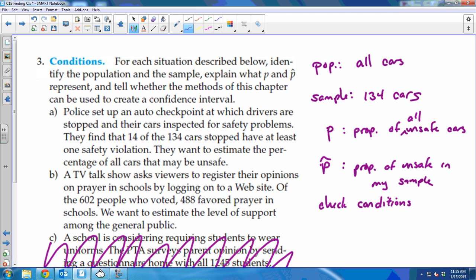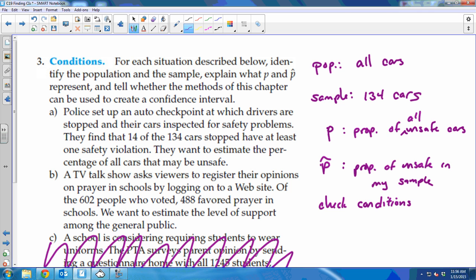Everyone good so far on those 4 things? So I'm not going to write all the conditions out, but we are going to check them. So independence. Are the cars independent? They should be. Since we're checking unsafeness, or whatever you want to call it, there shouldn't be any reason that one car that's unsafe should influence another car that's unsafe. Or not unsafe, whichever.